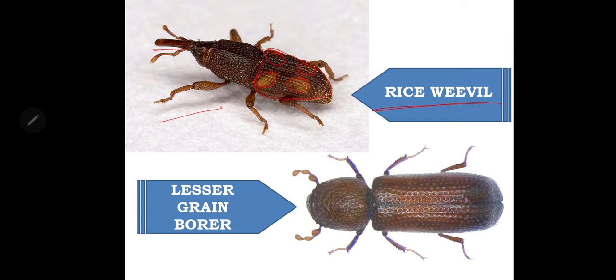Dear students, if you remember, a similar pest is the mango stone weevil, which also makes a depression on the soft fruit. Here it makes the depression with the help of the rostrum it possesses. The eggs hatch in 6 to 7 days and young larvae bore directly into the grain where they feed and grow to become mature.